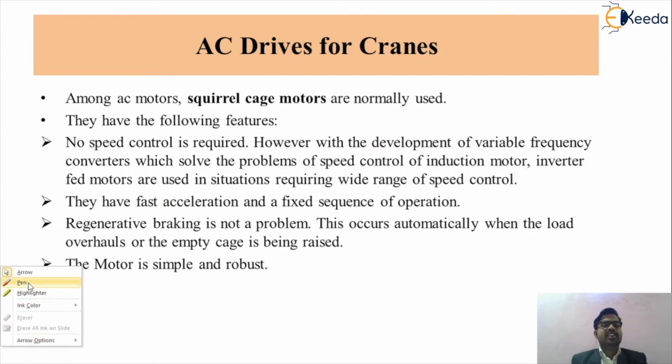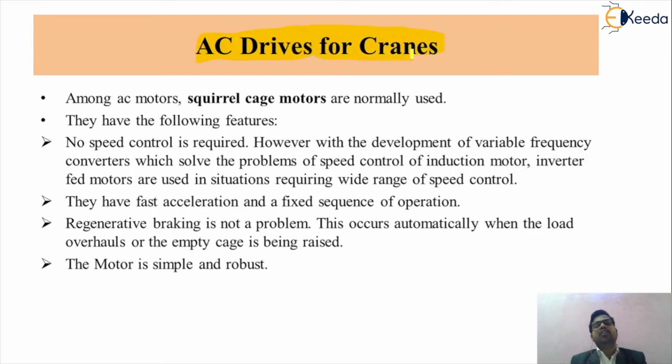Nowadays friends, as we have seen, there are different types of disadvantages of the DC drive. So in spite of that, we are using AC drives for cranes. As we know, in the different applications of the AC drive, we are preferring both the squirrel cage induction motor and the slip ring induction motor. But friends, as we have seen, there are different disadvantages of the slip ring induction motor. So while comparing the squirrel cage induction motor and slip ring induction motor, while designing the different types of cranes, we especially use the squirrel cage induction motor due to its different features.